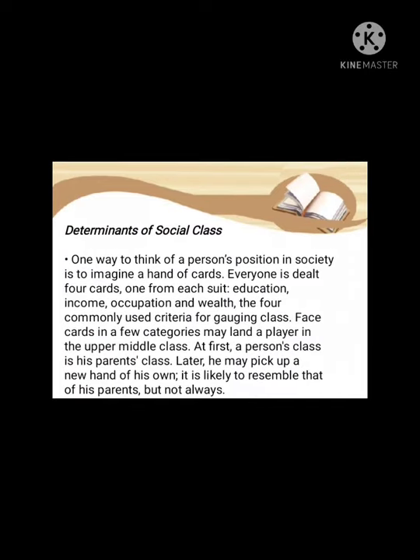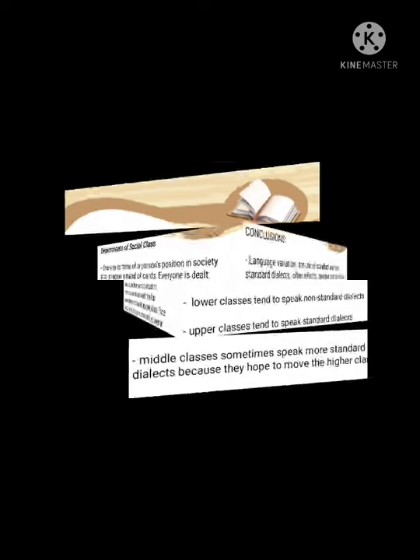One way to think of a person's position in society, the determinants of social class, is to imagine a hand of cards. Everyone is dealt four cards, one from each suit: education, income, occupation, and wealth. These are the four commonly used criteria for gauging class. Placing cards in a few categories may land the player in the upper middle class. At first, a person's class is his parents' class. Later, he may pick up a new hand of his own. It is likely to resemble that of his parents, but not always.